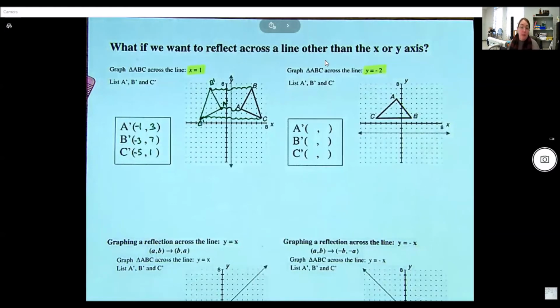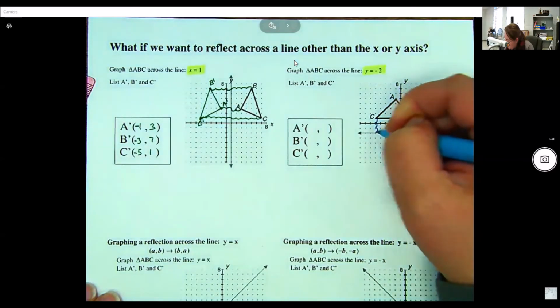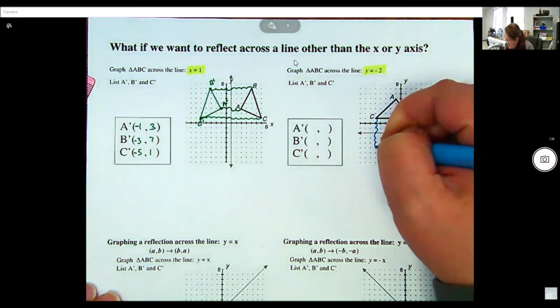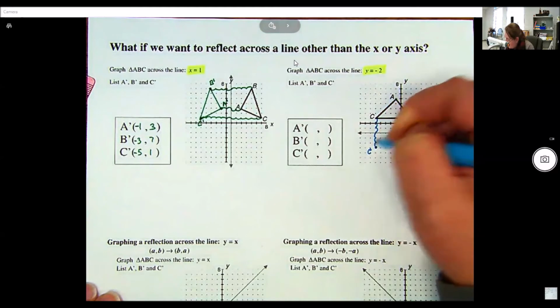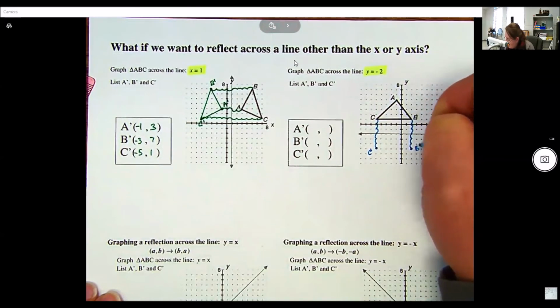The same concept works when you are reflecting across y = -2. You count to the line and then away from the line the same amount. 3 and 3, there is C prime. 3 and 3, there is B prime.